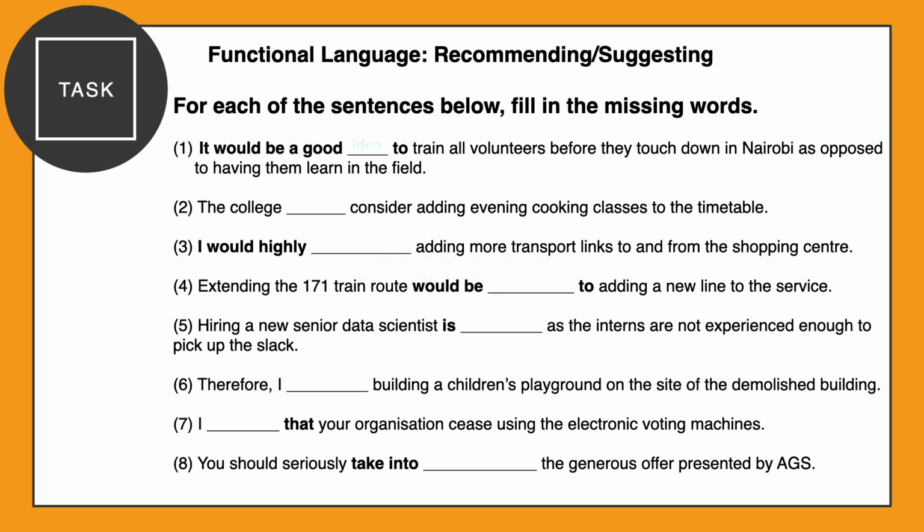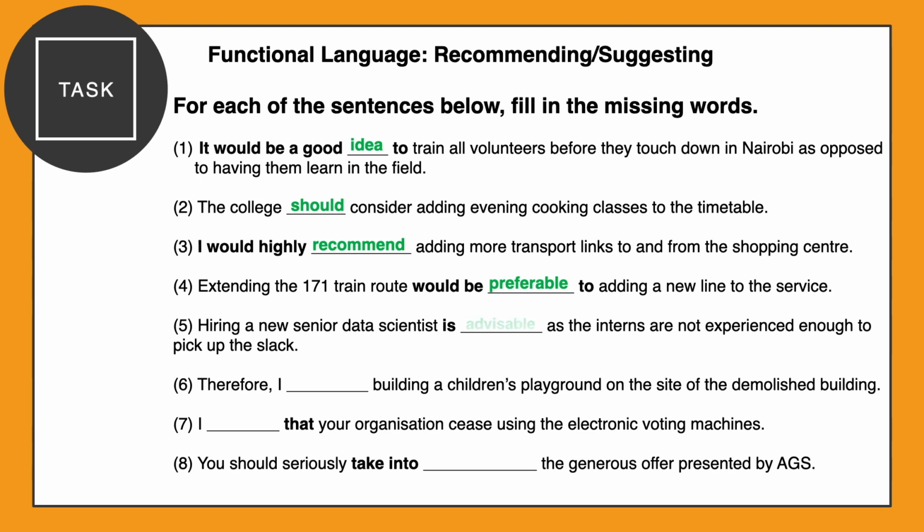Number 1. It would be a good idea to train all the volunteers before they touch down in Nairobi, as opposed to having them learn in the field. Number 2. The college should consider adding evening cooking classes to the timetable. Number 3. I would highly recommend adding more transport links to and from the shopping centre. Number 4. Extending the 171 train route would be preferable to adding a new line to the service.